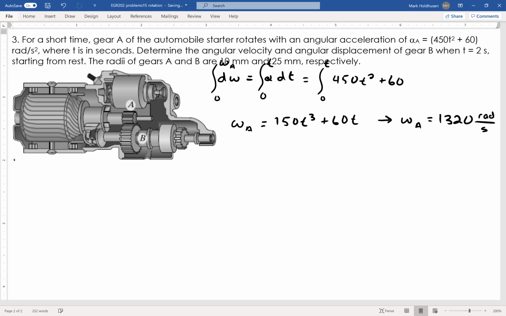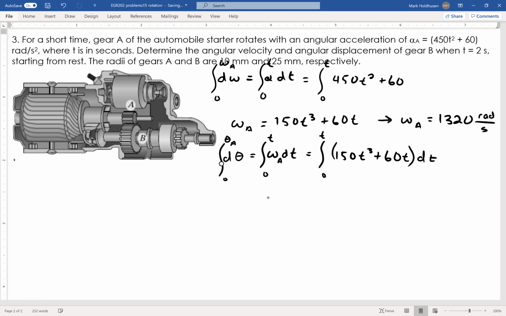Now, what I'm going to do is another integral because, again, d theta equals omega dt. And again, I'll integrate both of these. Again, they both start at 0. This one goes up to some time. Again, we'll leave it like that. We'll plug in 2 seconds in a little bit. And this one will go up to some theta that we'll call theta sub a. Again, plugging in what I now know about omega a, I'm going to get the integral from 0 to t of 150 t cubed plus 60t, and again, that's times dt.